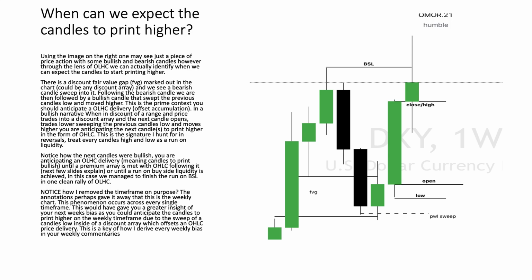There is a discount fair value gap, right? This is a discount fair value gap. Now, this discount fair value gap could have been any array. It just happens to be a discount fair value gap for this example. And we see a bearish candle sweep into it, right? Following the bearish candle, we are then followed by a bullish candle. But this bullish candle swept the previous candle's low and moved higher. This is the prime context you should anticipate for an open, low, high, close delivery.